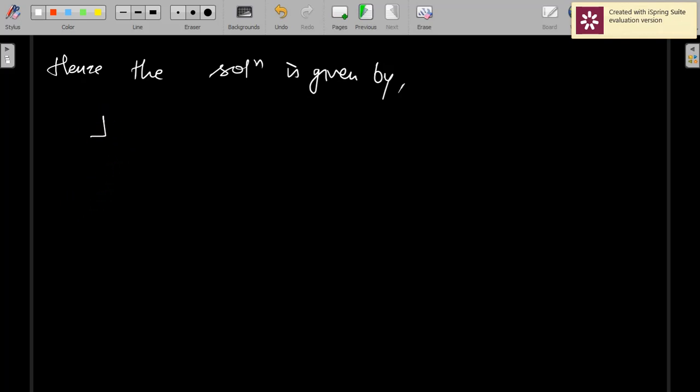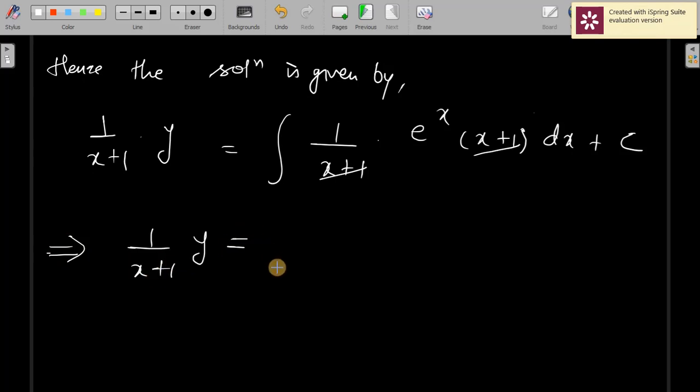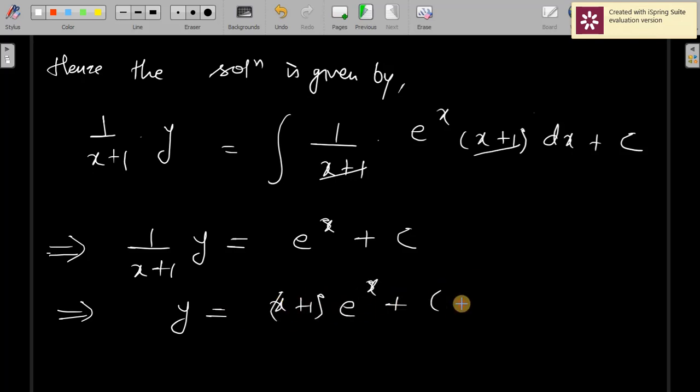1 by x plus 1, that's your integrating factor, into y is equal to the integral of 1 by x plus 1 into b of x, that is e raised to x into x plus 1 the whole, into the whole raised to 1, dx plus some constant. So this and this get cancelled, and so the final answer would be 1 by x plus 1 into y is equal to the integral of e raised to x, which is e raised to x plus the constant, and so you have y is equal to x plus 1 into e raised to x plus c times x plus 1. So that's your final solution.